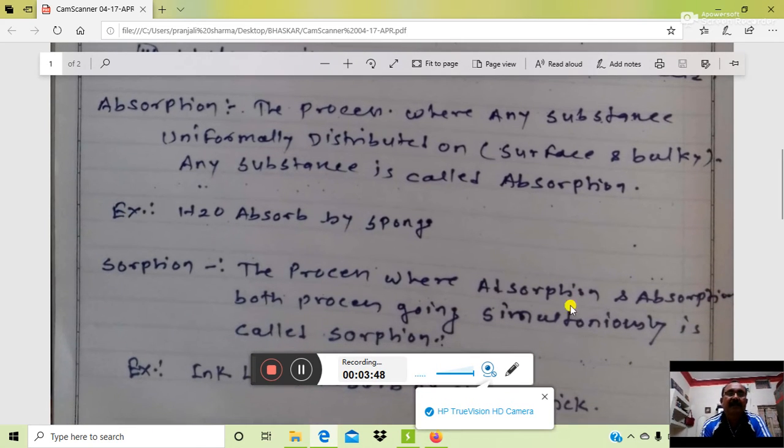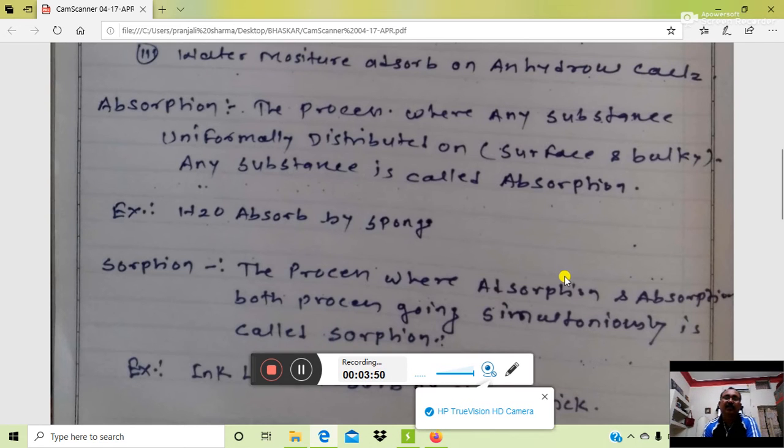So that means absorption and adsorption are different. Absorption is a bulk as well as surface phenomenon, but adsorption is only a surface phenomenon. Third, we use another terminology, that is sorption. What is meant by sorption? Sorption is a process where adsorption and absorption both take place simultaneously. That is called sorption.